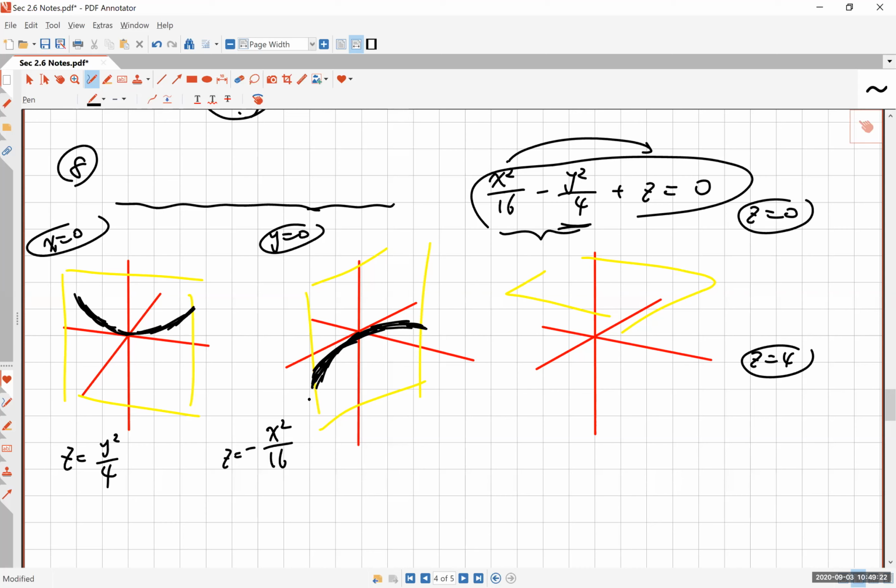How are we going to put this together? This is weird, right? So if z is equal to 0, what you get is x squared over 16 is equal to y squared over 4. That looks familiar, right? What is that? Well, x squared is equal to 4y squared, or maybe I should say y squared. Let's multiply this by 4. Okay, this is what you get. And so y is plus or minus x over 2.